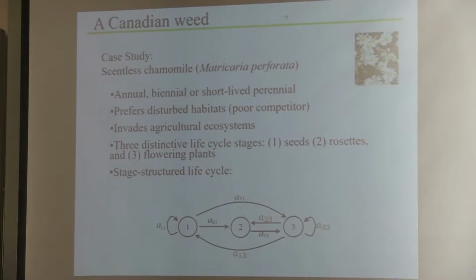And this is a weed. This is called Scentless Chamomile. It may not look like a weed, but it gets in with the wheat, the other agricultural crops, and it reduces productivity by competing with it. And so this is an annual, biennial, or short-lived perennial. And it prefers disturbed habitats where, say, a farmer's field would be a very good place for this weed to grow. And it invades agricultural ecosystems, and then it reduces the yield.